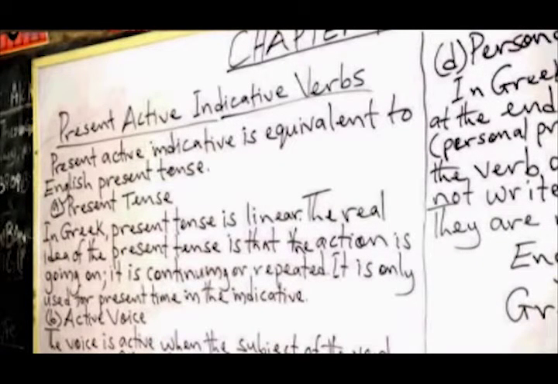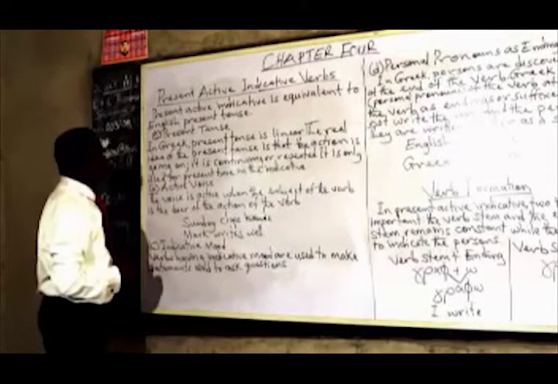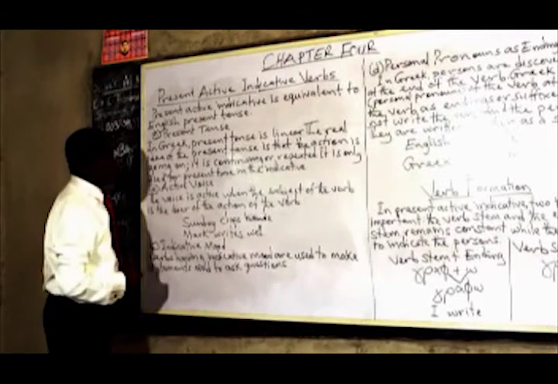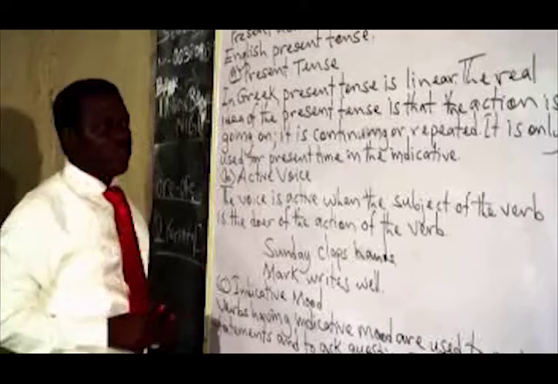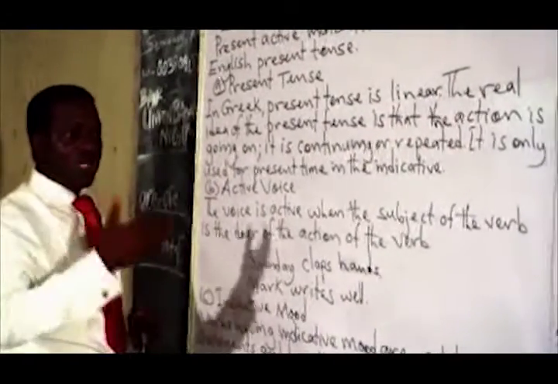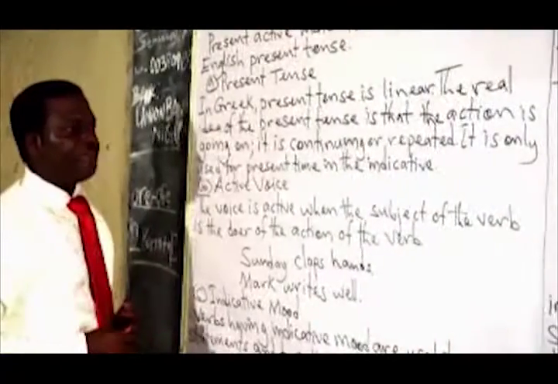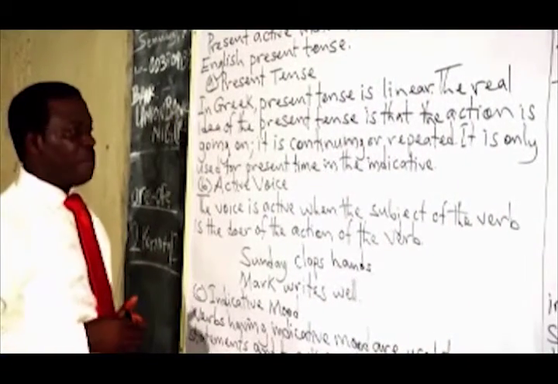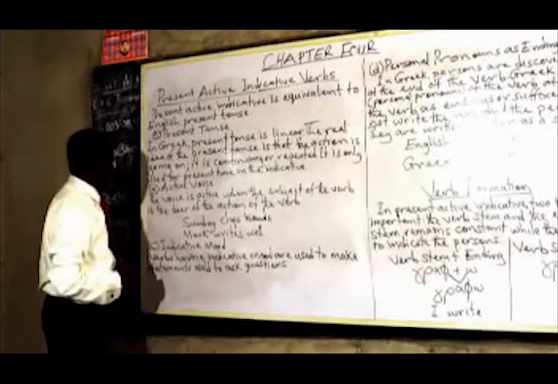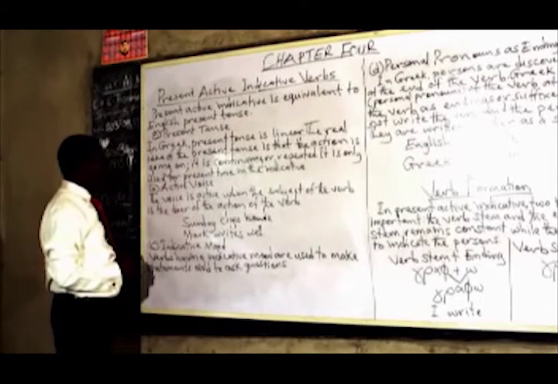In Greek, present tense is linear. In other words, an action that is continuous, an action that is progressive or durative. The real idea of the present tense is that the action is going on. It is continuous or repeated. In other words, what happens always. It is only used for present tense in the indicative mood. The second one, active voice.